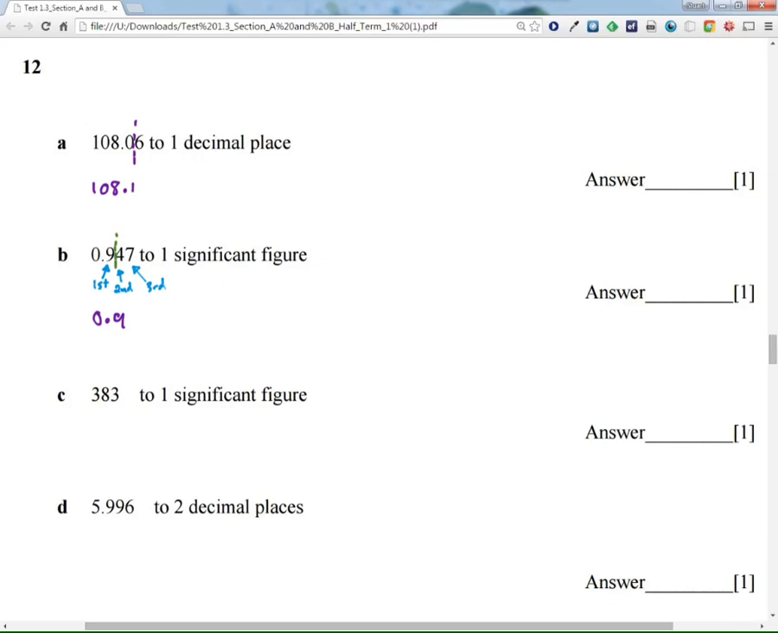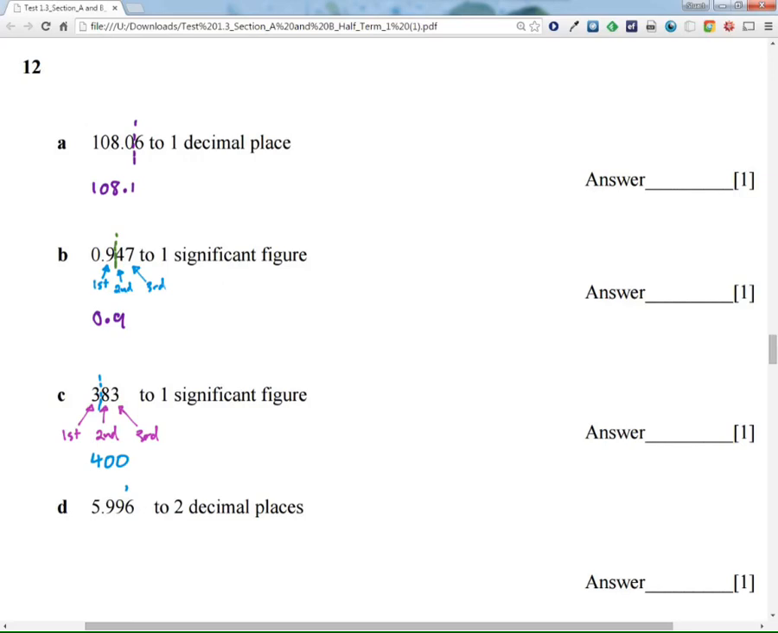Part C, 383 to 1 significant figure. Again, the first significant figure, the second significant figure, the third significant figure. Let's go back a bit. So we put the dotted line in after the first significant figure. 8 is bigger than 5, so we round up to 400. Some people wrote the answer as 4. Now remember, you shouldn't change the size of the number. So 383 is closer to 400, much closer to 400 than it is 4. You can't change the size of the number. Also, if you wrote 380, there are clearly 2 significant figures in 380, not 1. Okay, so 400 is our answer.